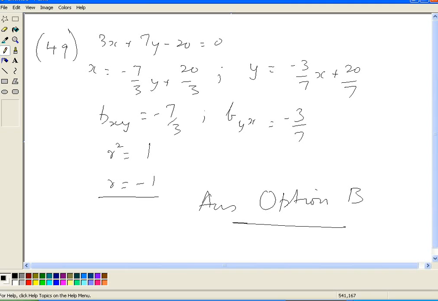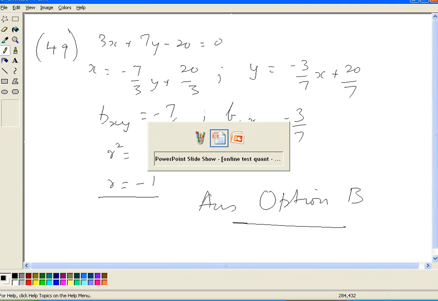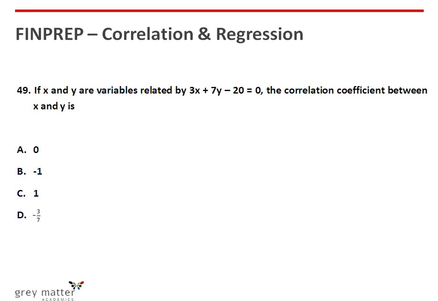And similarly, if you write y in terms of x, then the regression coefficient of y on x will be minus 3 by 7. Since both bxy and byx are negative and their product happens to be 1, r squared will be 1. So r will also be the same sign as bxy and byx, which is minus 1. So the r value is minus 1, or the answer is option B. Going back to the PowerPoint presentation, the option is B, which is minus 1.